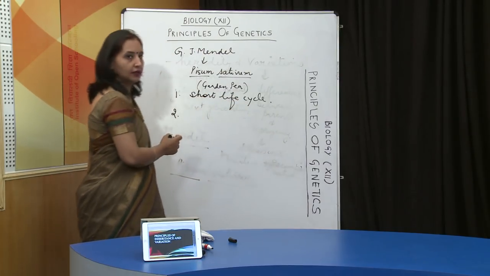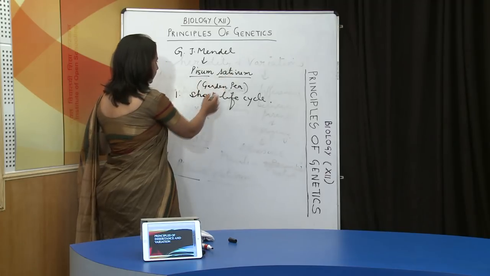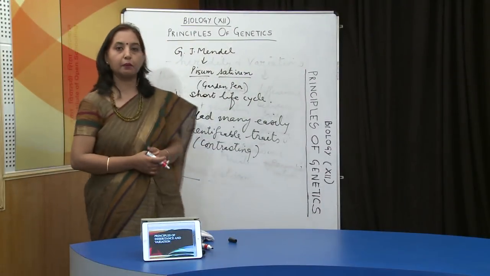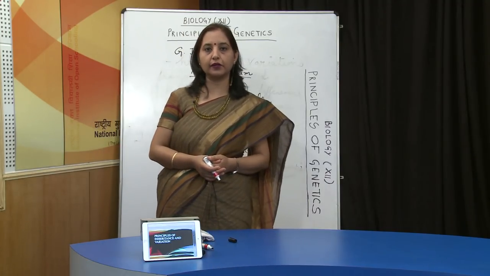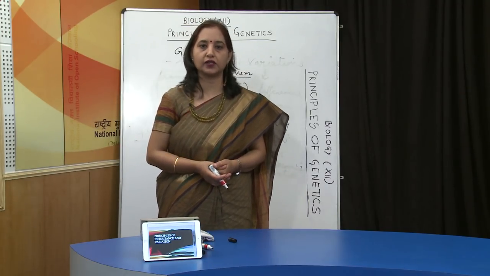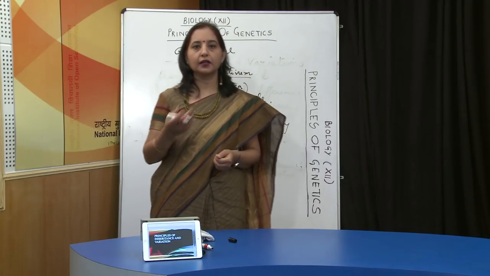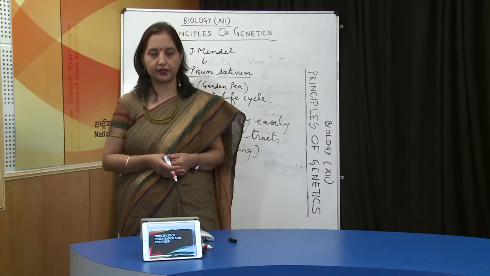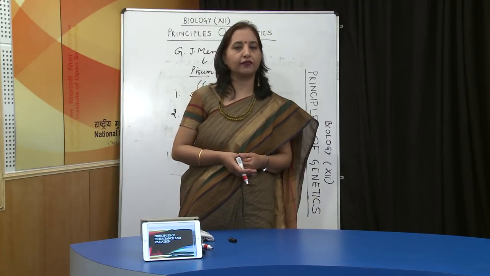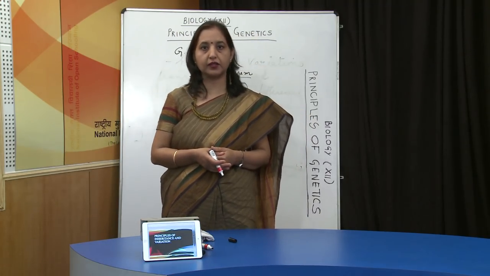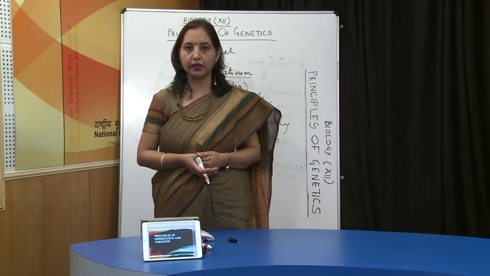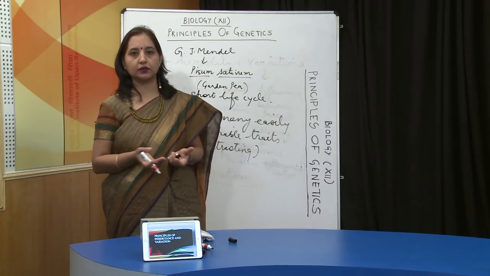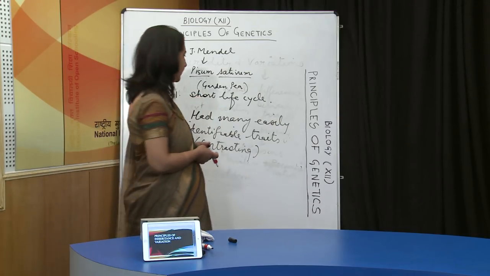Second reason for choosing Pisum sativum or garden pea for his experiments was garden pea had many contrasting traits, which were easily identified. For example, this garden pea consists of some tall plants as well as some short plants. The flowers may be red, the flowers may be white, the color of the seed may be yellow or green. So they were easily identifiable phenotypic traits. The traits were very clear and very easy to study.